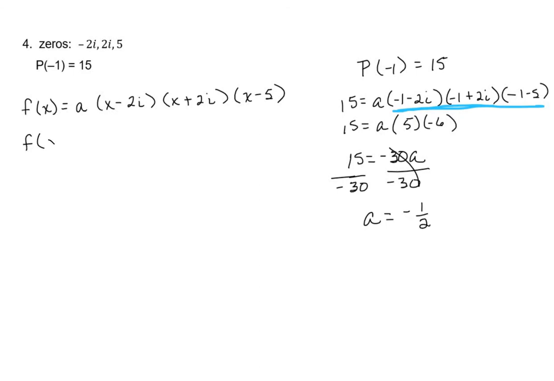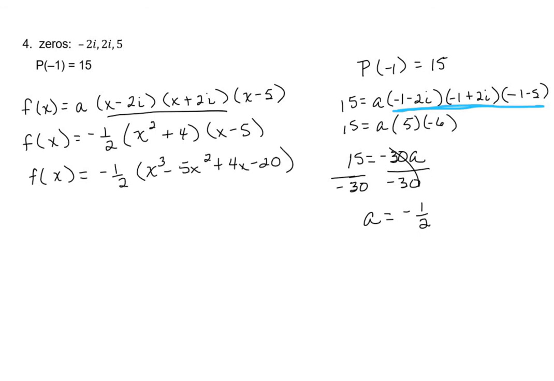So over here, I've got -1/2 times all of these factors, and I'm going to go ahead and multiply these two out. The x minus 2 times x plus 1 gives me x squared plus 4. And now I'm going to multiply out those two binomials. And then I'm going to distribute the -1/2. Okay. And that is my answer.